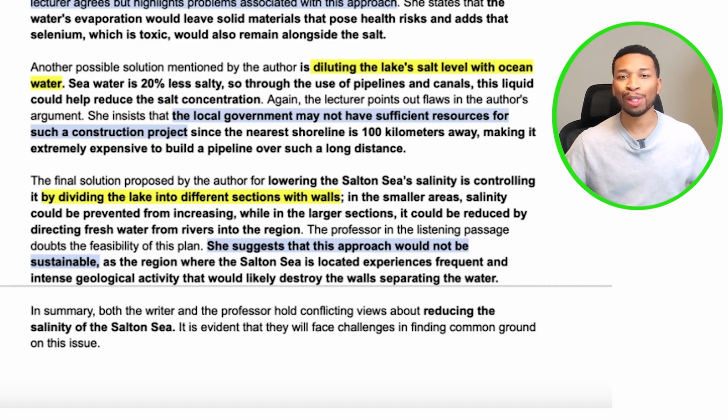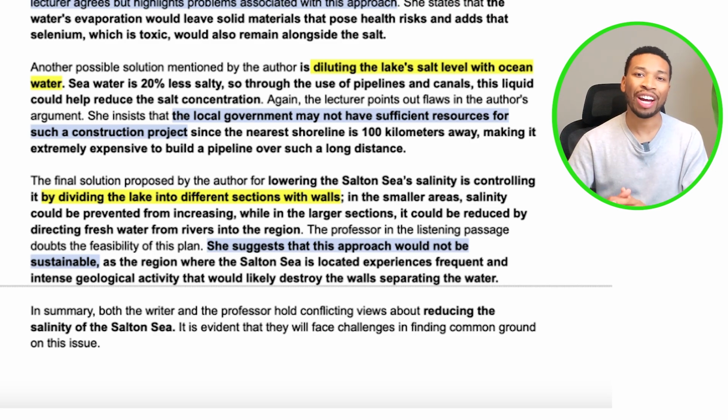All right, now the conclusion, very simple. You can use this template for your own. In summary, both the writer and the professor hold conflicting views about reducing the salinity of the Salton Sea. It's evident that they will face challenges in finding common ground on this issue.